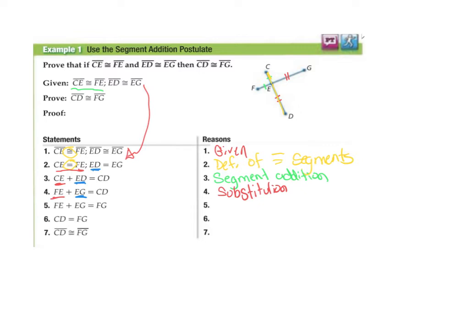So then in statement 5, I'm telling you FE plus EG equals FG. Well, I'm going to refer to my diagram. And if I look, FE plus EG equals FG is another segment addition for that other line segment.